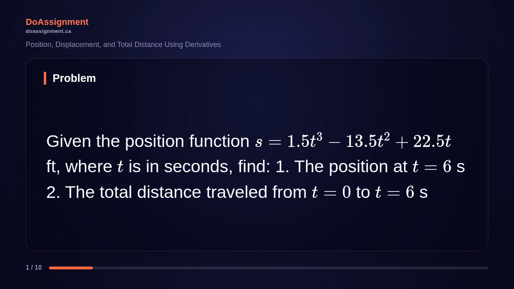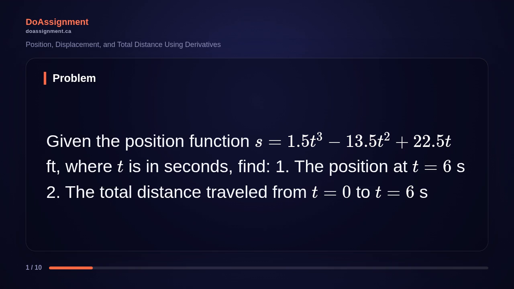A particle's position is given by s equals 1.5 t cubed minus 13.5 t squared plus 22.5 t feet, where t is measured in seconds. Find 1. The position at t equals 6 seconds, and 2. The total distance traveled from t equals 0 to t equals 6 seconds.